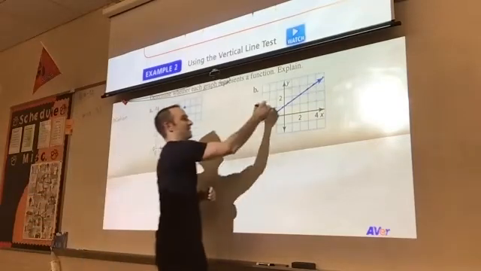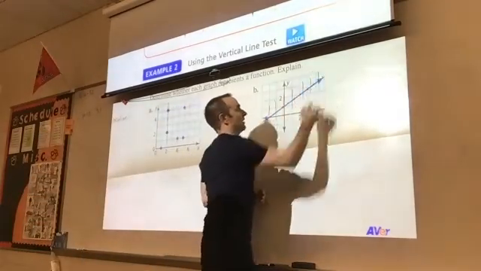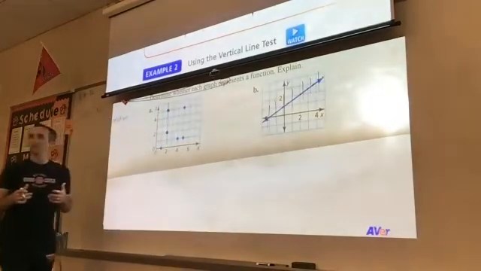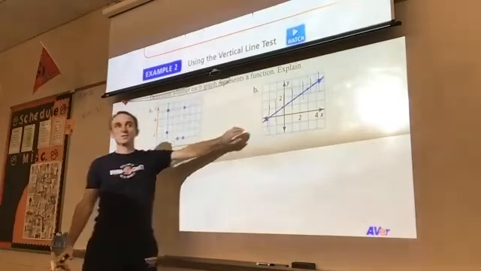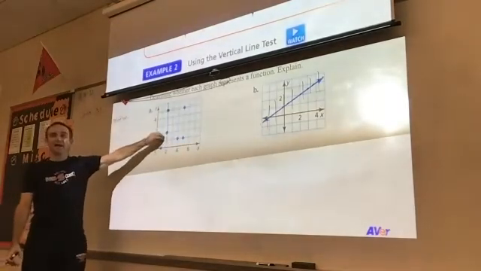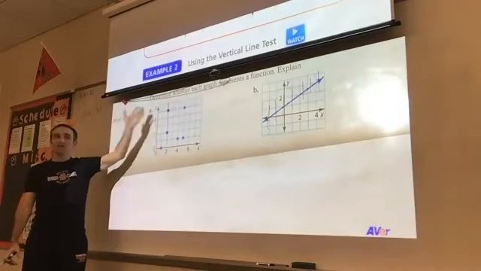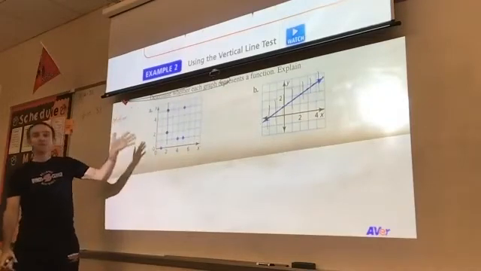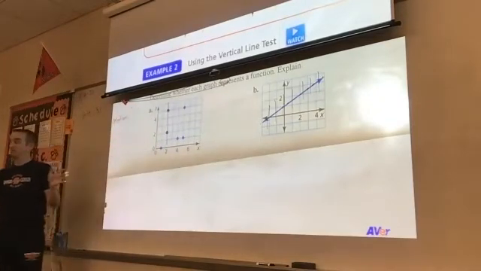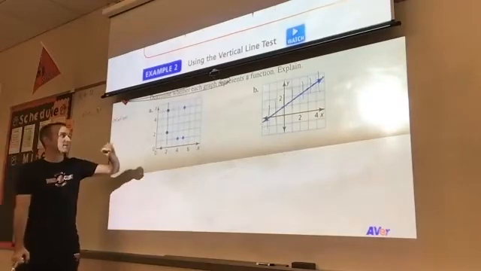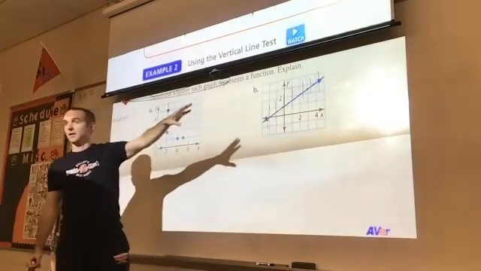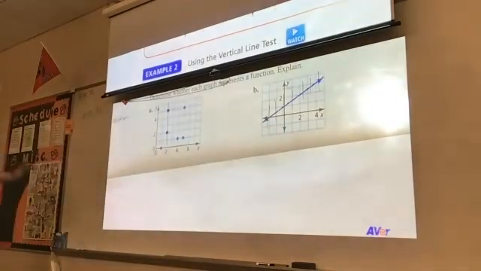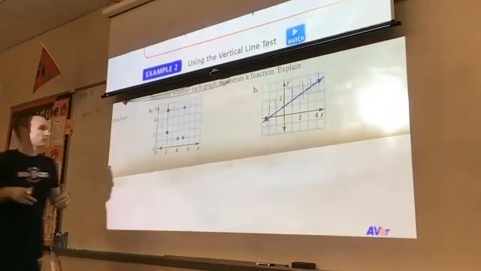Over here, I could draw any number of vertical lines, and it's never going to cross more than once. So if it doesn't cross more than once anywhere, it's a function. If it does cross more than once, not a function. That is the vertical line test. If it crosses twice, not a function. If it only crosses once, function. I want you to take 30 seconds and write something down about vertical line tests.